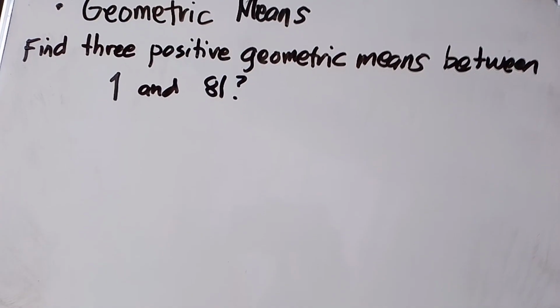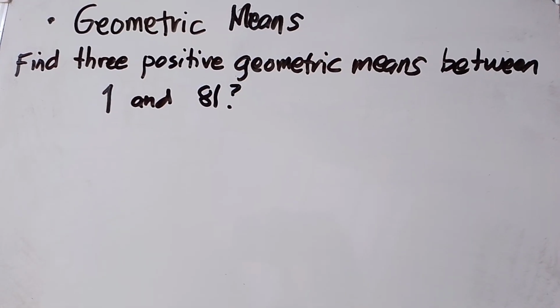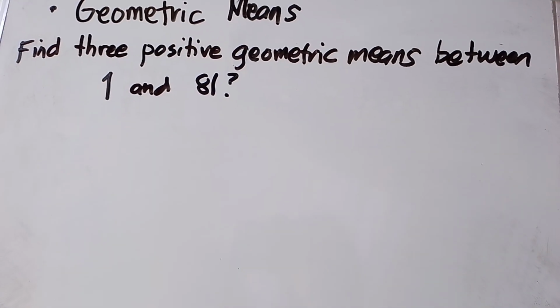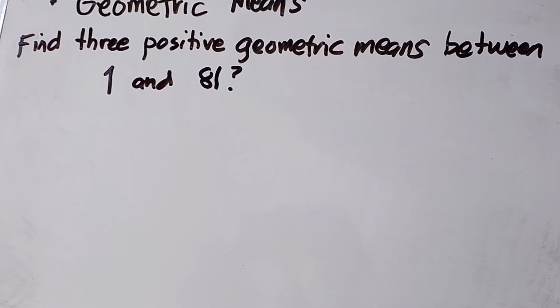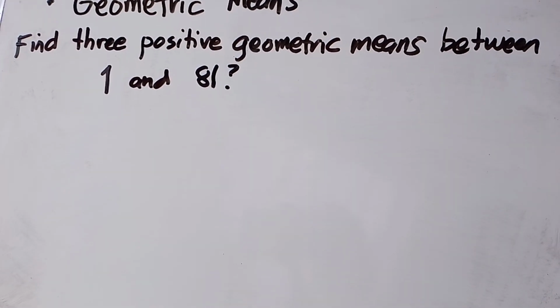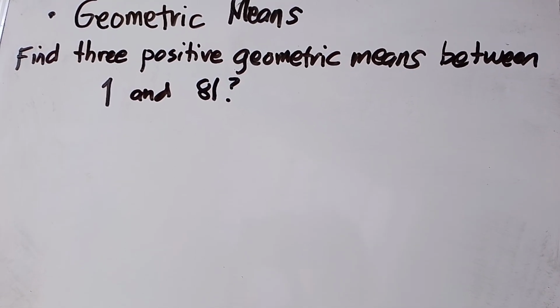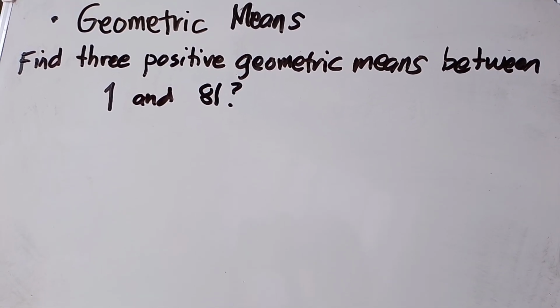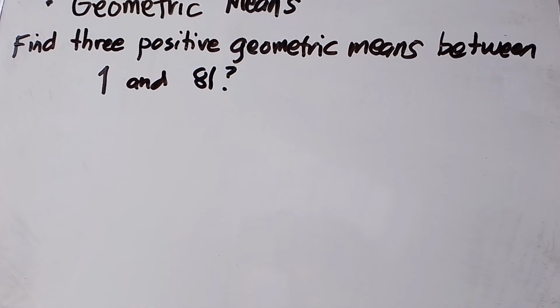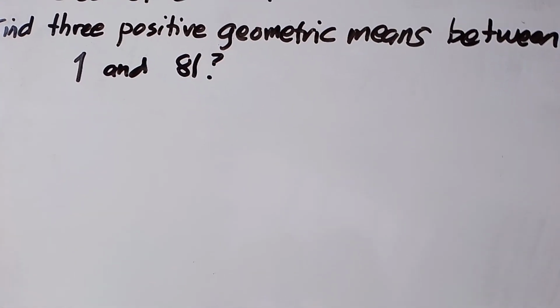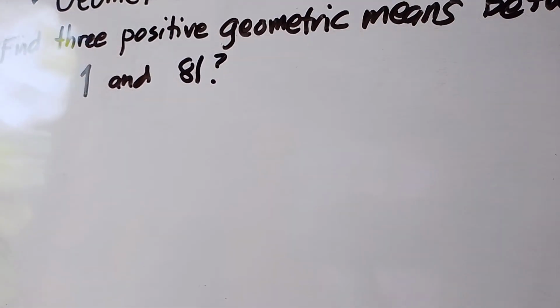Today's topic is about geometric means. By definition, geometric means are the terms between two given terms of a geometric sequence. For example, find the three positive geometric means between 1 and 81.